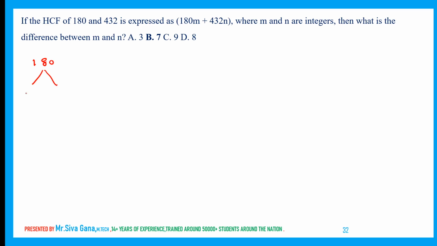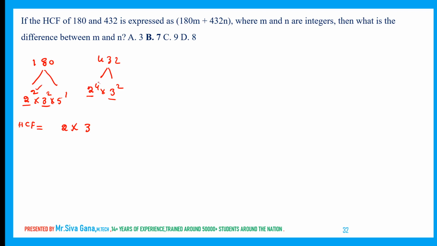Prime factorization method. So 180 is nothing but 2 square into 3 square into 5 power 1. 432 is nothing but, prime factorization, 2 power 4 into 3 cube. After writing the prime factorization, HCF is simply the product of the common prime bases. 2 is the common prime base and 3 is the common prime base. 2 is a common prime base with minimum power.